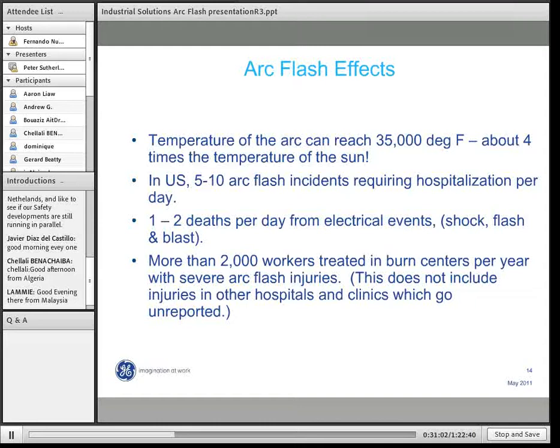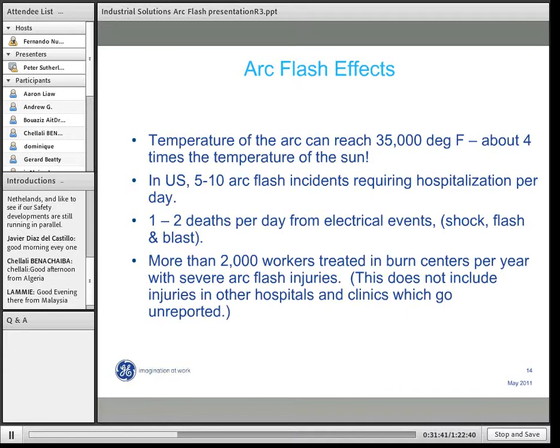In the United States, there are 5 to 10 arc flash incidents every day that require hospitalization, and 1 to 2 deaths every day, resulting in more than 2,000 workers a year being treated in burn centers with severe arc flash injuries. And those are just the reported incidents. And we know with all statistics like this that the number of unreported incidents is probably greater than the number of reported incidents.